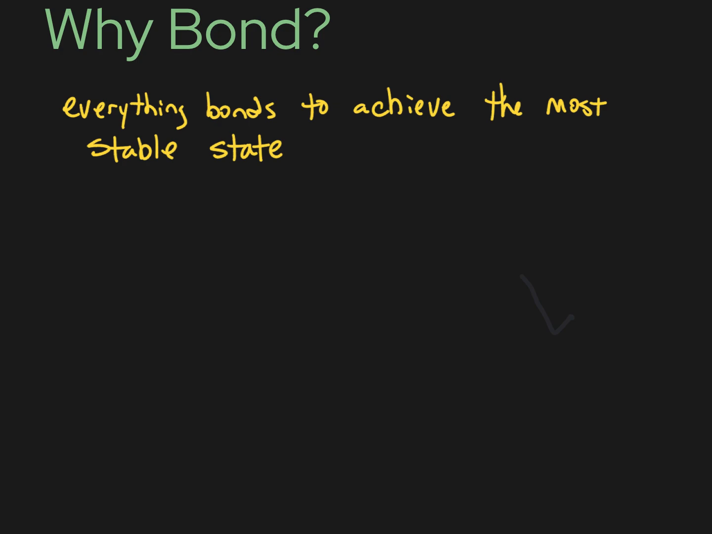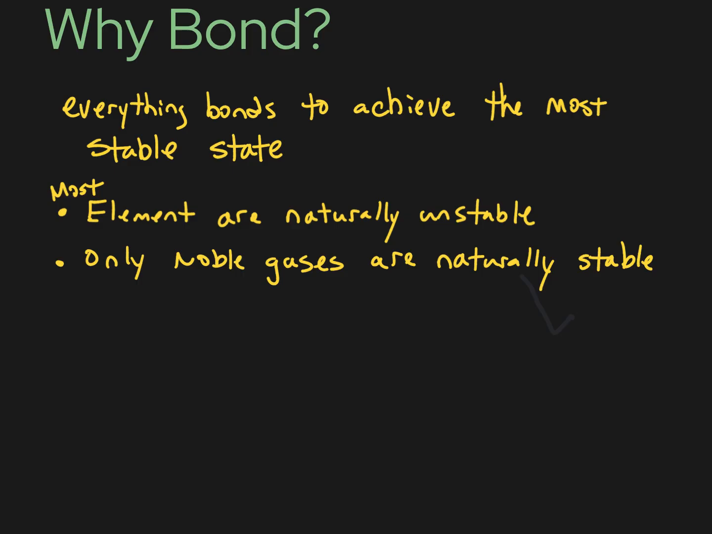But why do bonds form? It has to do with achieving the most stable state. Elements alone are unstable. Individual elements do not like to be alone. They like to be paired up with another element, and they're going to seek a partner in order to achieve stability. Only a handful of elements on the periodic table are stable by themselves, and those are the noble gases.